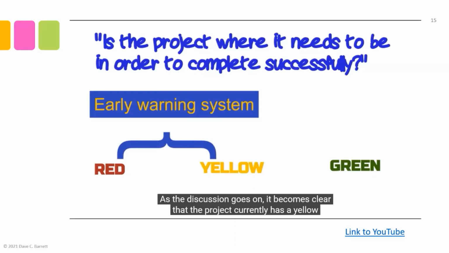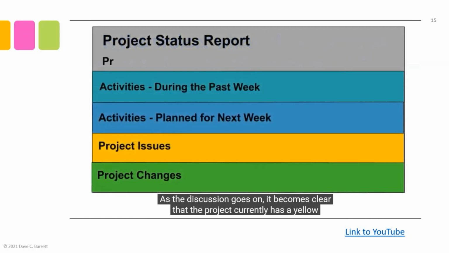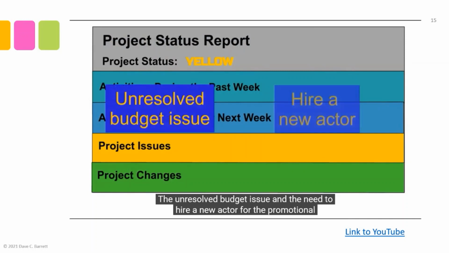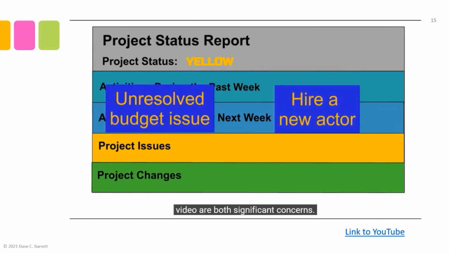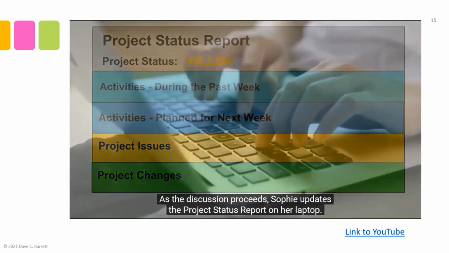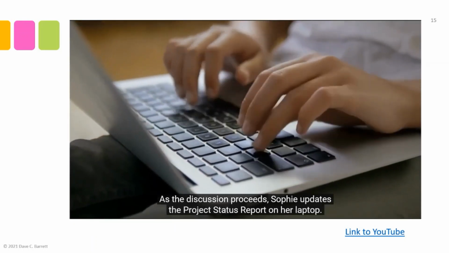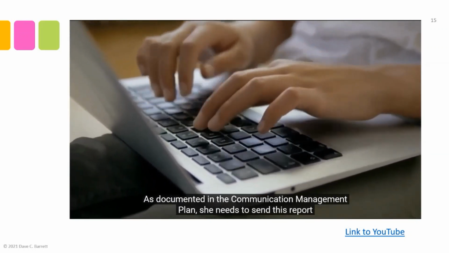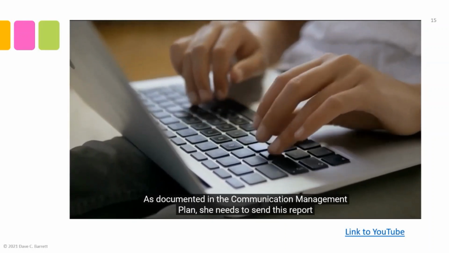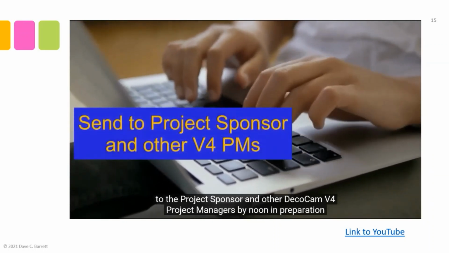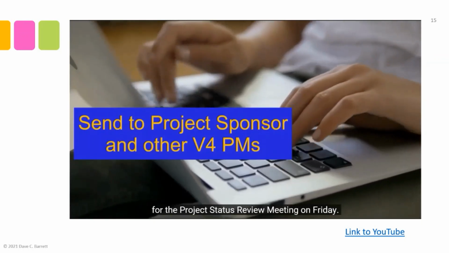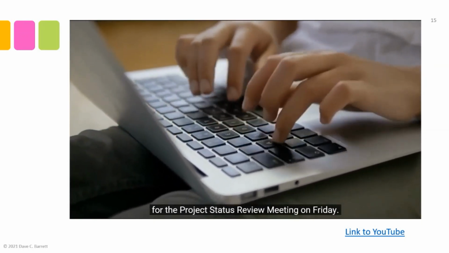As the discussion goes on, it becomes clear that the project currently has a yellow status. The unresolved budget issue and the need to hire a new actor for the promotional video are both significant concerns. As the discussion proceeds, Sophie updates the project status report on her laptop. As documented in the communication management plan, she needs to send this report to the project sponsor and the other DecoCam version 4 project managers by noon in preparation for the project status review meeting on Friday.